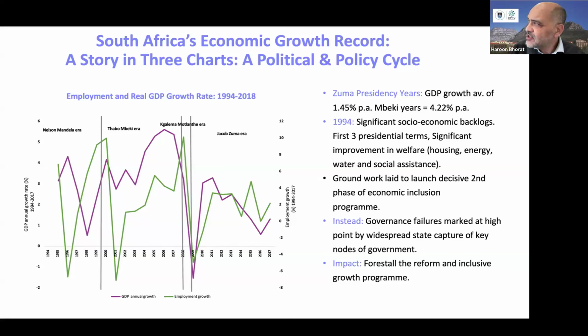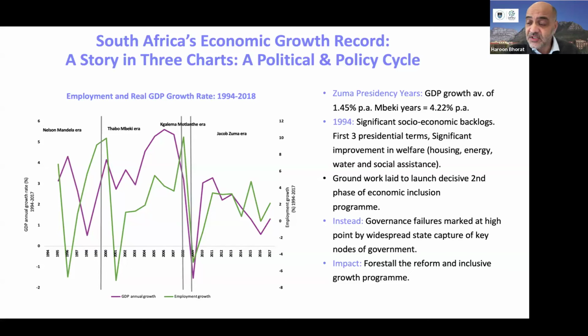But in the second term of Mbeki, we are ready to deliver what we call the second phase of economic development. And that's improving conditions for firms, maybe deregulating the labor market and so on. So we're actually on the cusp of the second phase of the economic inclusion program, if you like. But instead, we know what happened, right? Instead, you get Zuma coming to power on the back of an apparent view that Mbeki is too right-wing and so on.